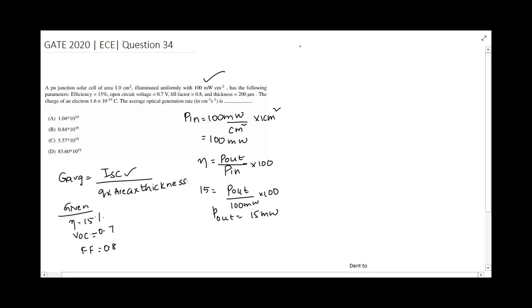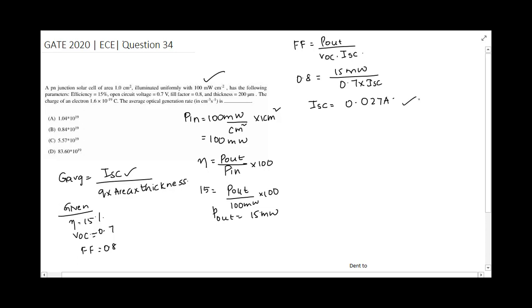Okay, so we have also learned that the fill factor is the maximum output power over the product of the open circuit voltage and the short circuit current. So that would be 0.8 is equal to 15 milliwatt over 0.7 into short circuit current. So when we calculate this, the short circuit current evaluates to 0.027 ampere.